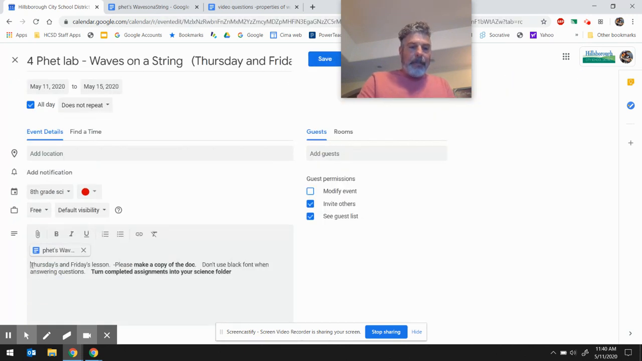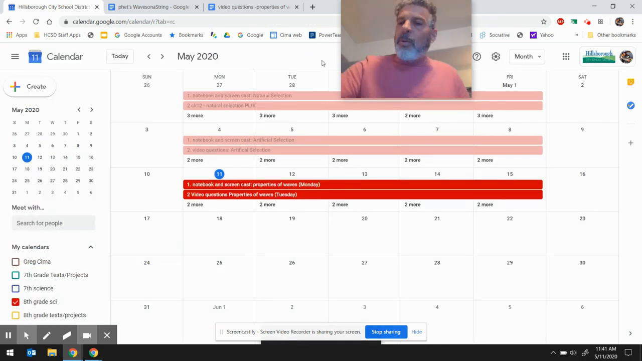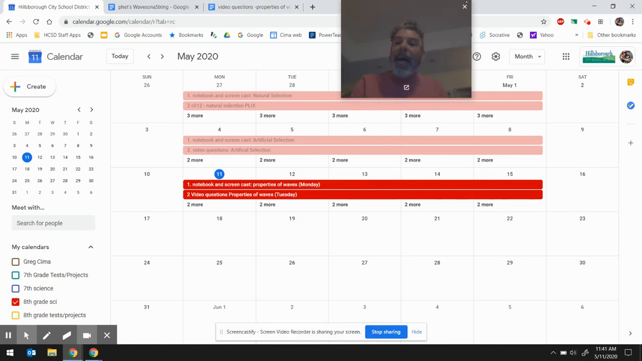And this PhET lab, even though it's a STEMscope assignment, I want it on the drive. I want you to put it in your science folder because it's so much easier. So we don't even have to get on the STEMscope app this week. All right, so let's go a STEMscopeless week. Okay, that's basically what we got.